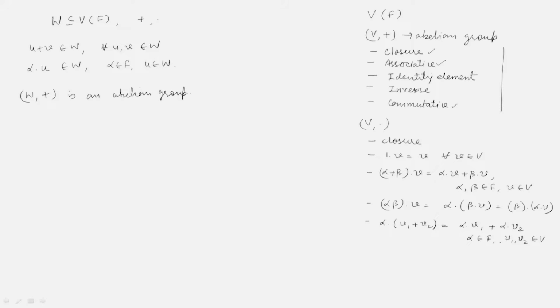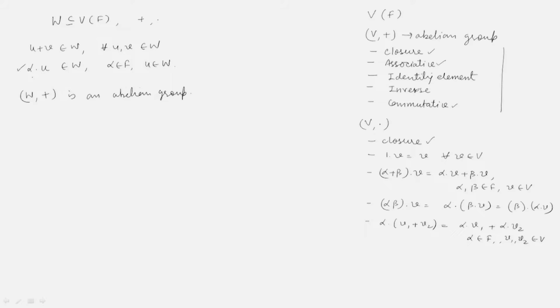Now, we have to show with respect to dot. With respect to dot, closure is automatically satisfied because of the second property. Now, 1 dot V is V, because this property is holding for every alpha. You see, this property is holding for every V in V, so it will hold for a subset also. So, we can say that this property holds, and similarly all the remaining 3 properties also hold for W because W is a subset of V.